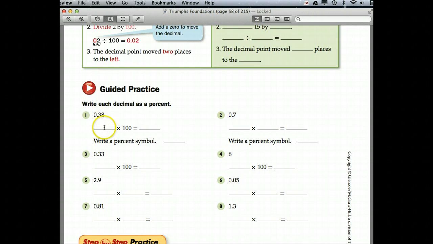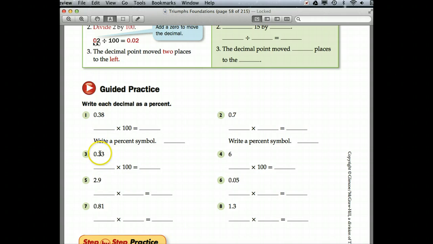Okay, 0.38, 38 hundredths times 100 is 38. When we write the percent symbol, 38%. 7 tenths, 0.7 times 100 is equal to 70. So it's 70%. So now in these next ones, we're going to skip this step right here, and we're just going to go directly to a percent symbol.